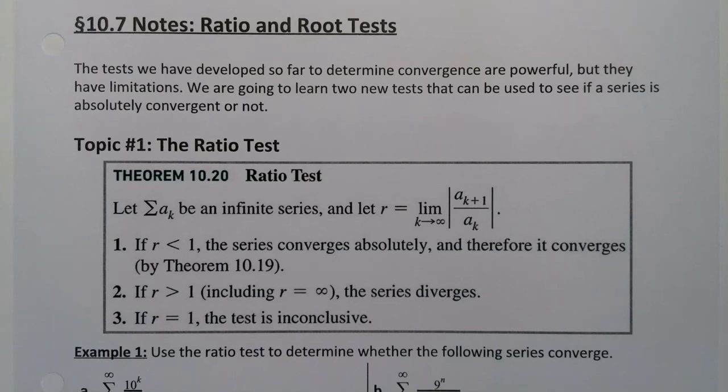We've developed a lot of powerful tests for convergence and divergence, but they all have limitations. The divergence test only tests divergence. The comparison tests test both of them, but you have to know what to compare it to. The alternating series test is only useful, of course, for alternating series, etc.